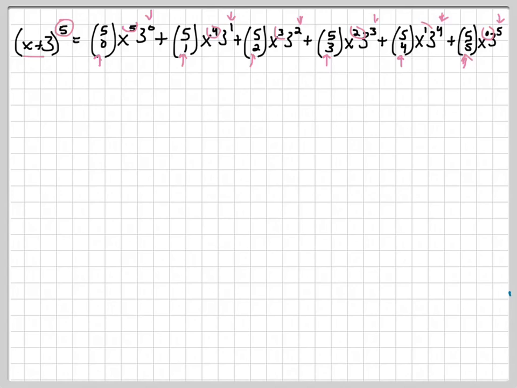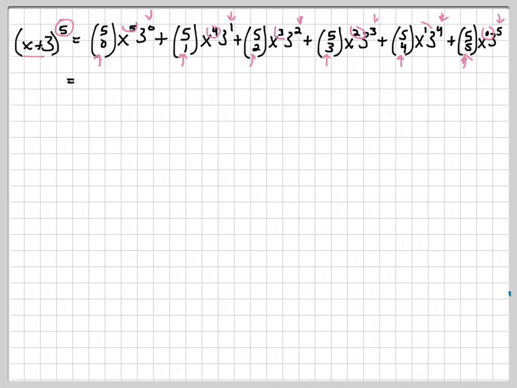Now the other thing that you probably notice is that the exponents in each one of these add up to 5. So 5 plus 0 equals 5. 4 plus 1 equals 5. 3 plus 2, and so on. This is a common pattern that you're going to see when you expand these out. So you're going to see all of these patterns repeat themselves.